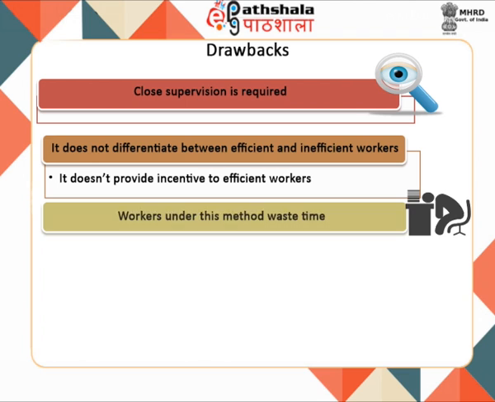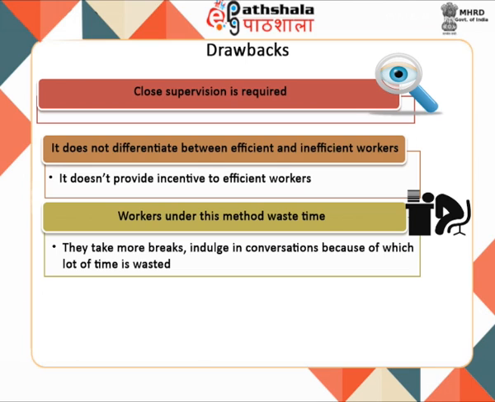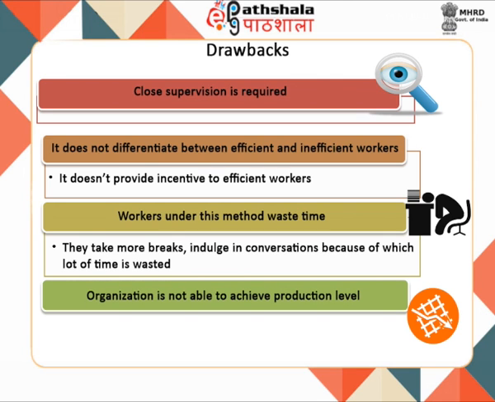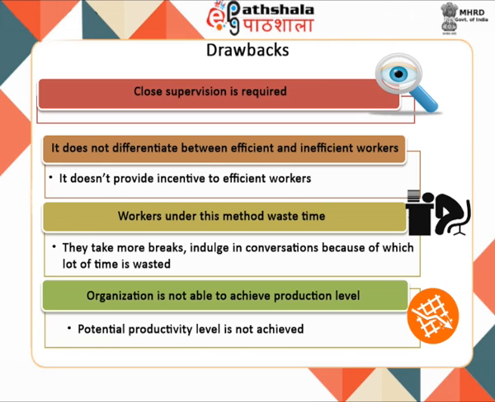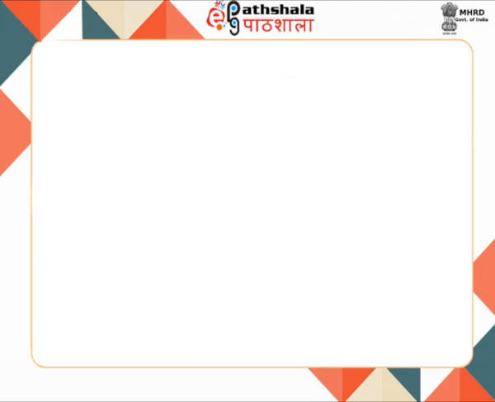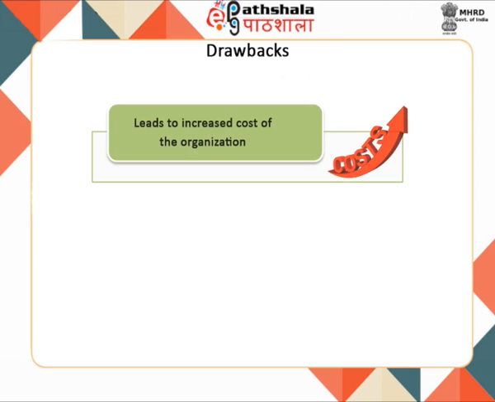C. Workers under this method waste time. They take more breaks, indulge in conversation, because of which a lot of time is wasted. D. The organization is not able to achieve the production level that it can if everyone works hard. So the potential productivity level is not achieved. E. This method does not lead to achieving potential productivity level, and there is also a need for close supervision. It leads to increased cost of the organization.